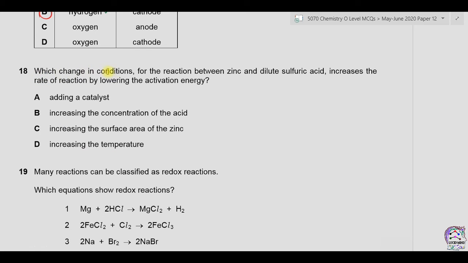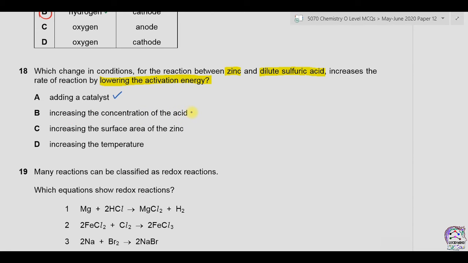Question 18. Which change in conditions for the reaction between zinc and dilute sulfuric acid increases the rate of reaction by lowering the activation energy? A. Adding a catalyst. It is correct because a catalyst always lowers the activation energy and therefore increases the rate of reaction. B is increasing the concentration of the acid.